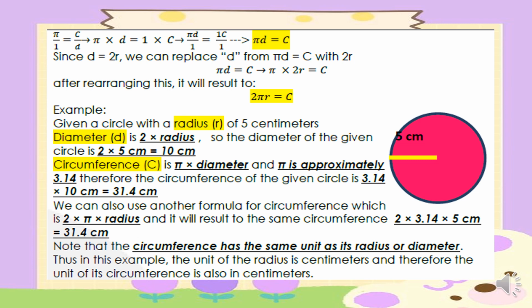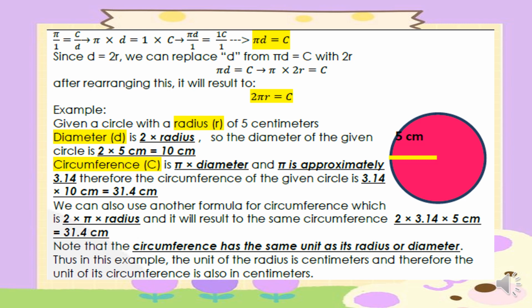So for the example, given a circle with a radius of 5 centimeters, if we get the diameter, that is 2 times radius. So the diameter of the given circle, if radius is given, you will multiply the radius by 2. So that will become 2 times 5 centimeters, which equals 10 centimeters.